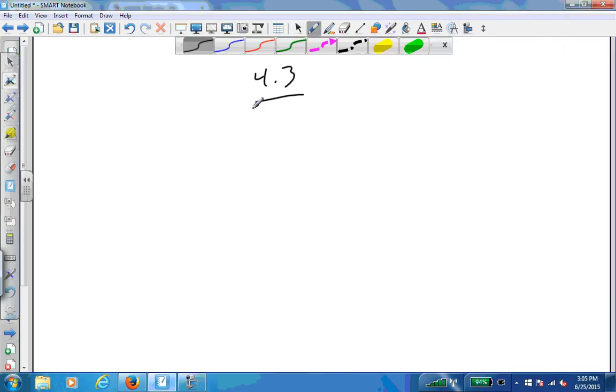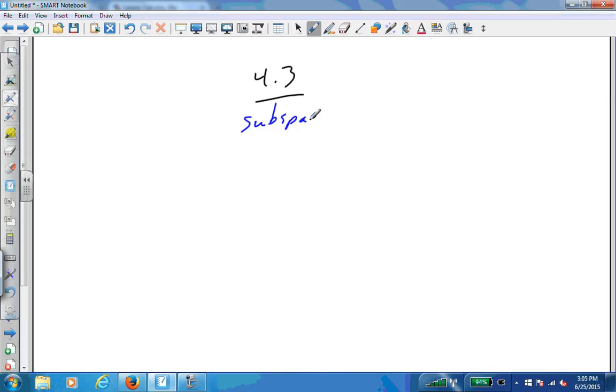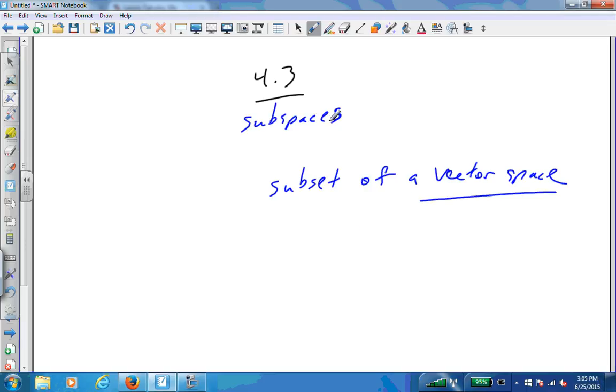In 4.3, we look at subspaces, and a subspace is basically a subset of a vector space that is also a vector space. Now, keep in mind, not every subset of a vector space is also a vector space.